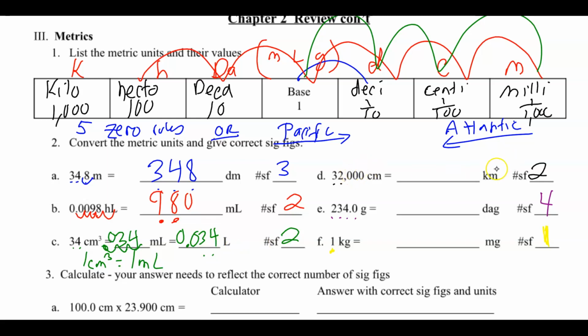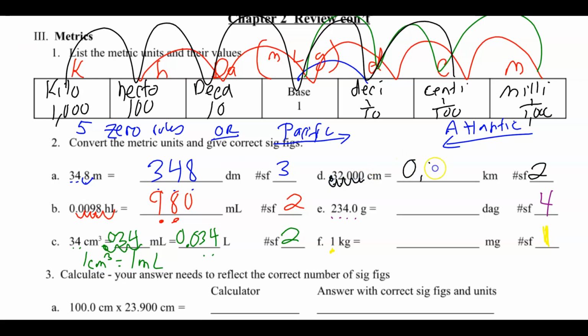Okay, centi to kilometers. So centi, 1, 2, 3, 4, 5. I just moved 5 places to the left. Here's my understood decimal. 1, 2, 3, 4, 5. 0.32 kilometers. And yep, still have 2 sig figs. That's good.